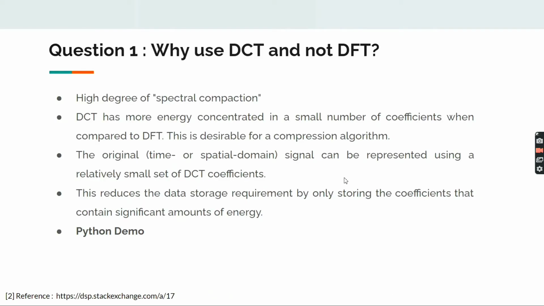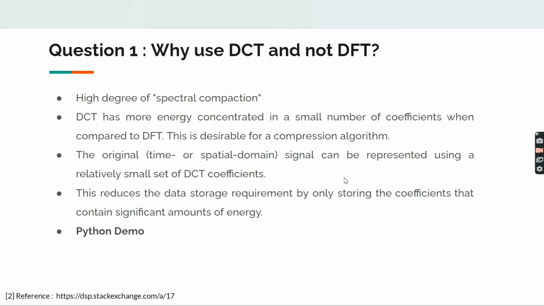So in this slide, we will be addressing the question: why use DCT and not DFT in case of image compression standards like JPEG? The first advantage of DCT is it has a high degree of spectral compaction, which means most of the energy in DCT is concentrated in a small amount of coefficients.